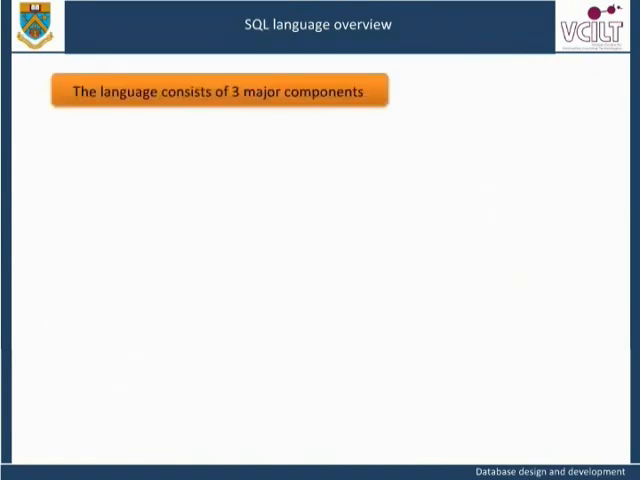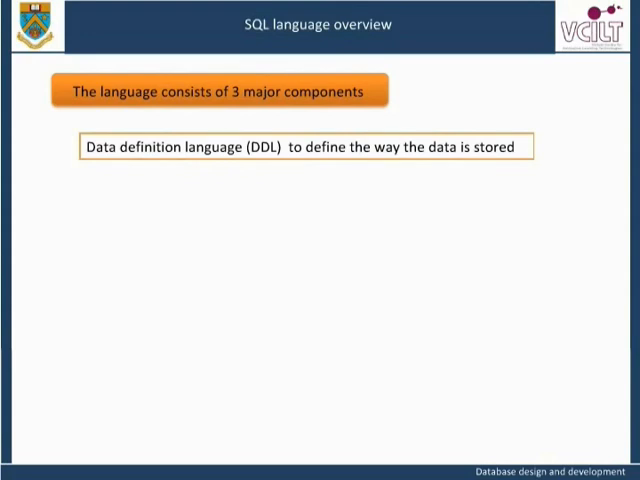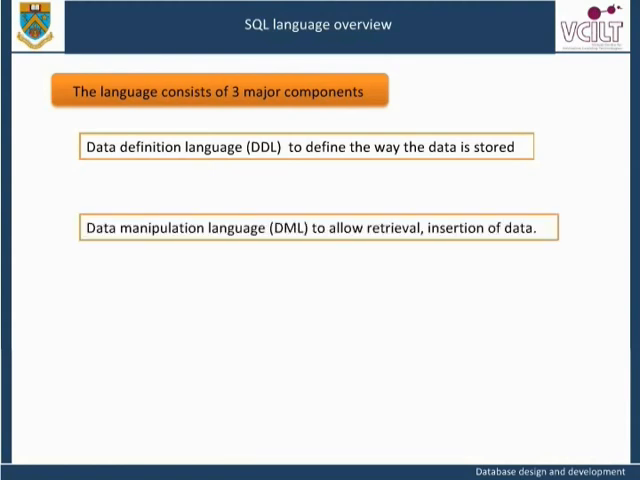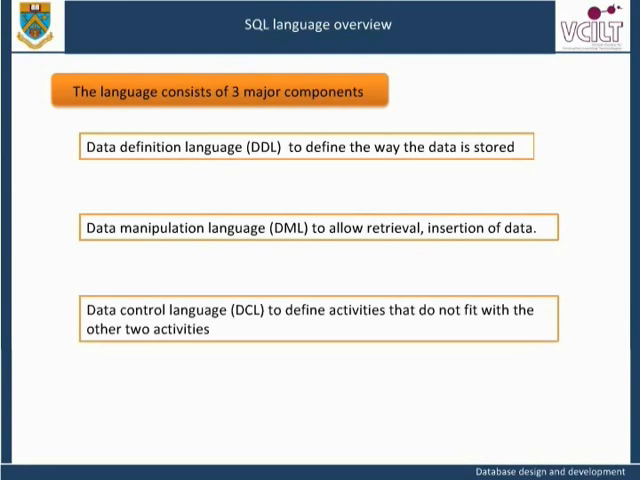The language consists of three major components. DDL, data definition language, to define the way in which data is stored. DML, data manipulation language, to allow retrieval, insertion of data, etc. This is sometimes called the query language. DCL, data control language, to define activities that do not fit with the other two activities.